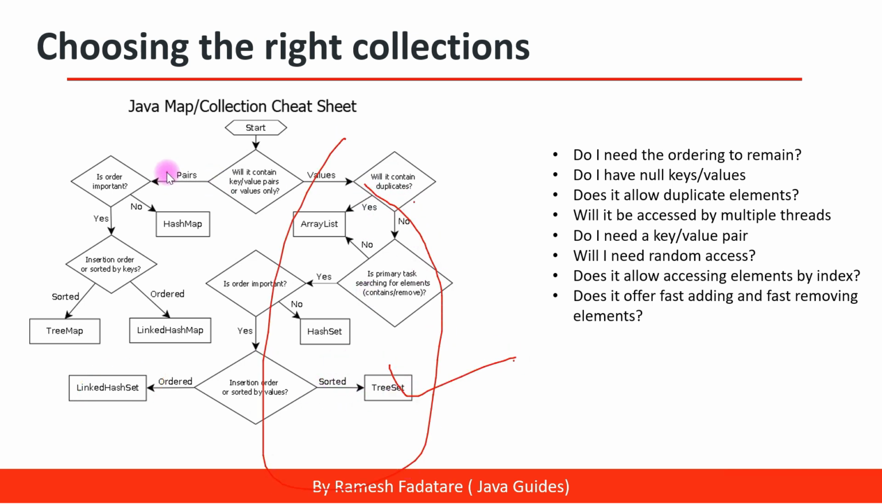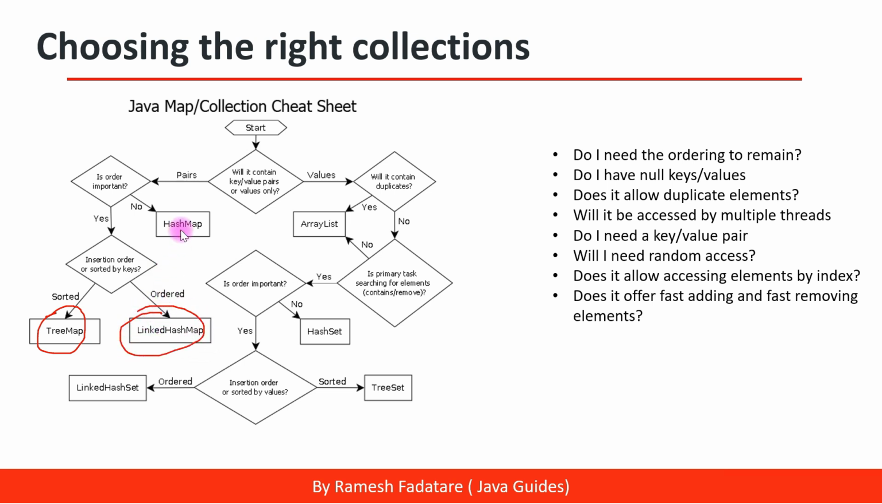If you want to store key value pairs, then again make sure you ask some questions, like whether insertion order is important or sorting by keys is important. If sorting is important, go for TreeMap. If order is important, go for LinkedHashMap. These are the few questions that you should ask before choosing the right collection. This flowchart is very important, and it will give you a hint about which collection you should use to solve your particular problem. I hope you got an idea of how you can choose the right collection.